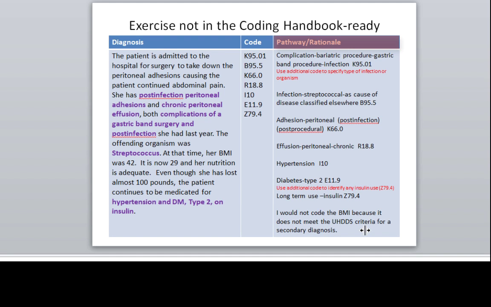And I make a note here, I would not code the BMI because it does not meet the UHDDS criteria for a secondary diagnosis. Remember that it's in section 3, I believe, of your guidelines, and you can see the 6 criteria that must be met in order for a diagnosis to be considered secondary.